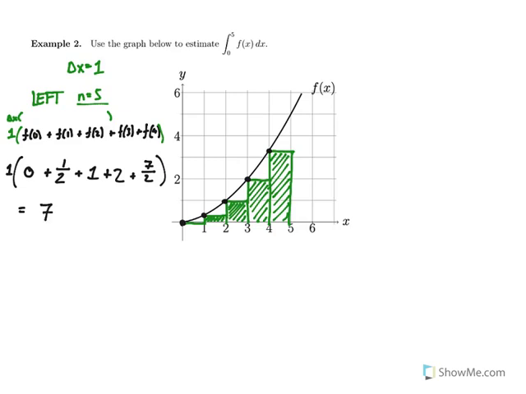We could also do a right Riemann sum. Maybe we'll use n equals 5 again. Let's draw these rectangles.